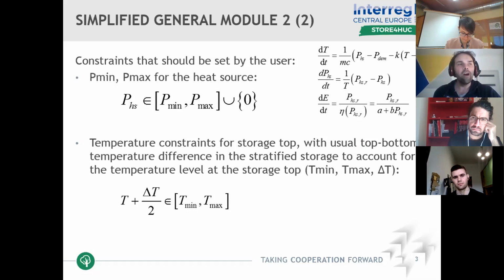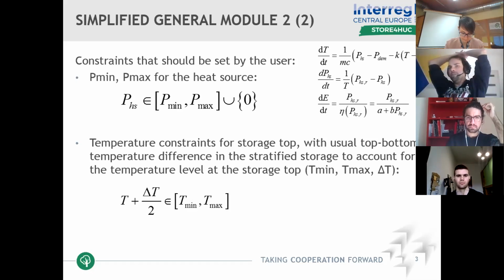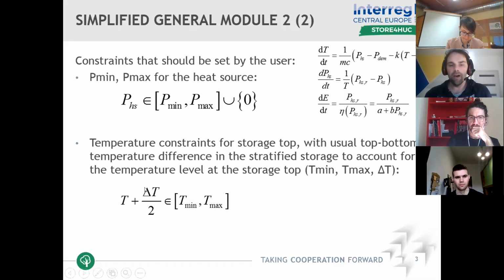And finally, what would have to be provided to help us with this simplified modeling of the storage is the usual temperature difference incurred in the storage when operating from its bottom to its top. So the temperature of the highest level of the storage subtracted from the temperature of the lowest level of the storage. This would be this delta T. This would help us then to pose the constraint regarding the top temperature of the storage while using this mean temperature T.